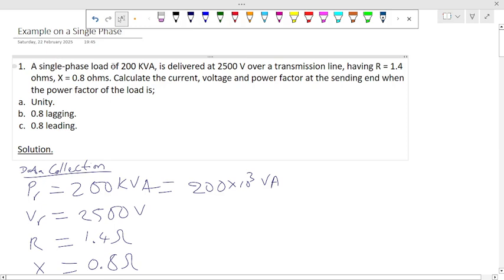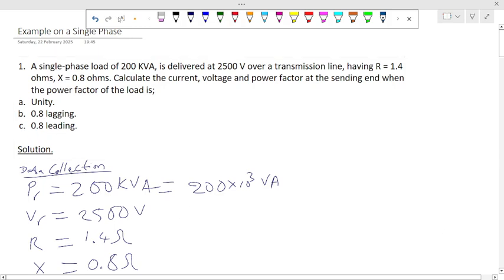A single phase load of 200 kVA is delivered at 2500 volts over a transmission line having resistance 1.4 ohms, reactance 0.8 ohms. Calculate the current, voltage and power factor at the sending end when the power factor of the load is A, unity, that's one, B, 0.8 lagging, C, 0.8 leading.